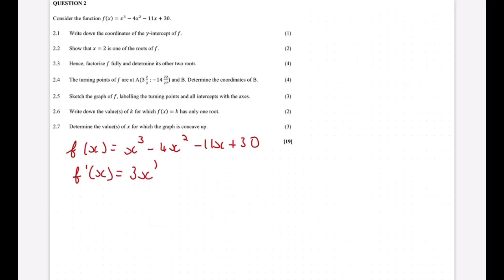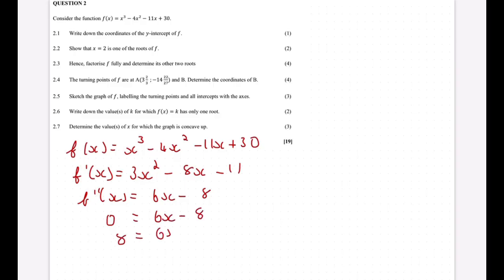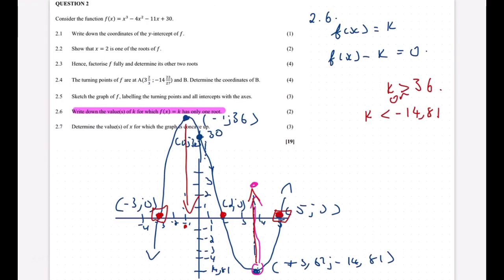But we said we would derive twice. f prime of x would be 3x squared minus 8x minus 11, and f double prime of x would be 6x minus 8. We would equate the second derivative to 0 because it is only at the point of inflection that the second derivative is 0. Dividing by 6 on both sides leaves me with x is equal to 8 over 6, which is 4 over 3. So this is the x value of the point of inflection.